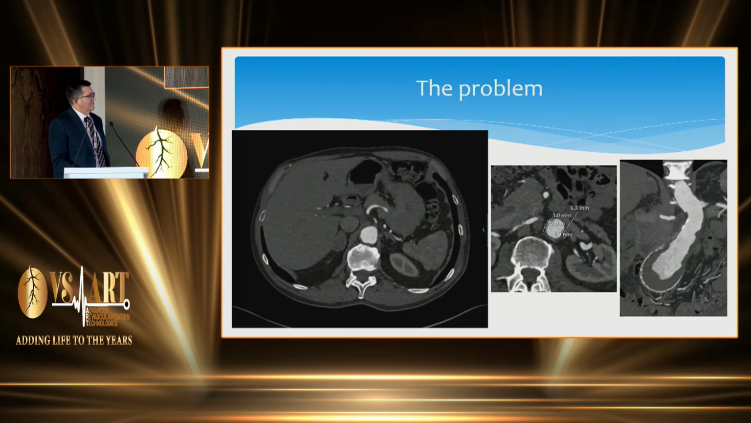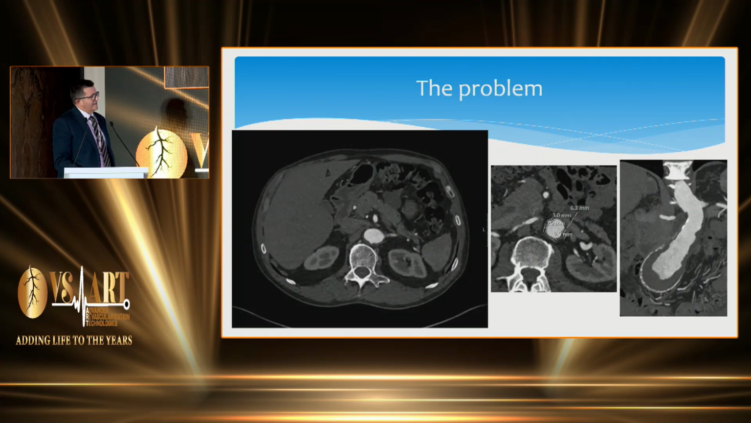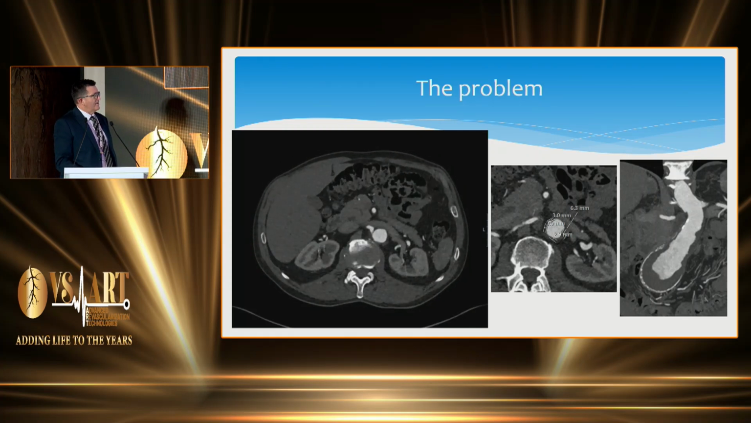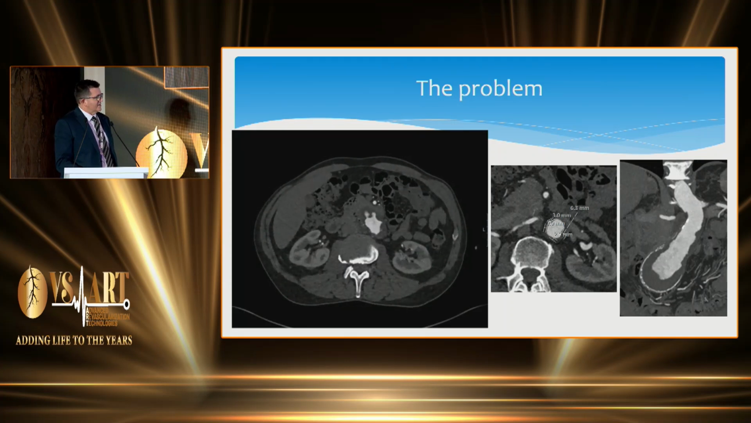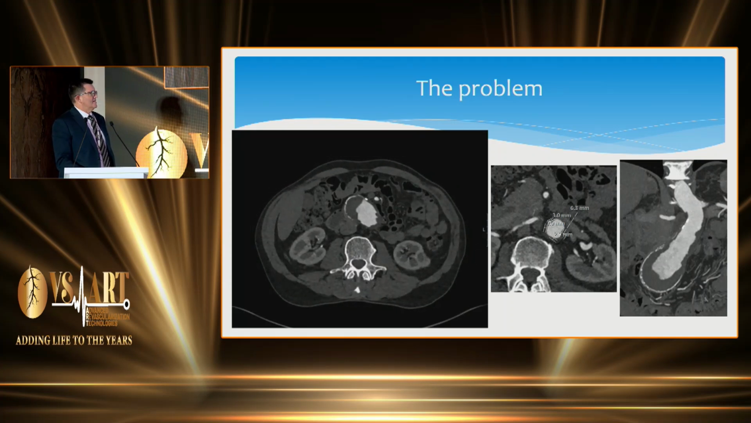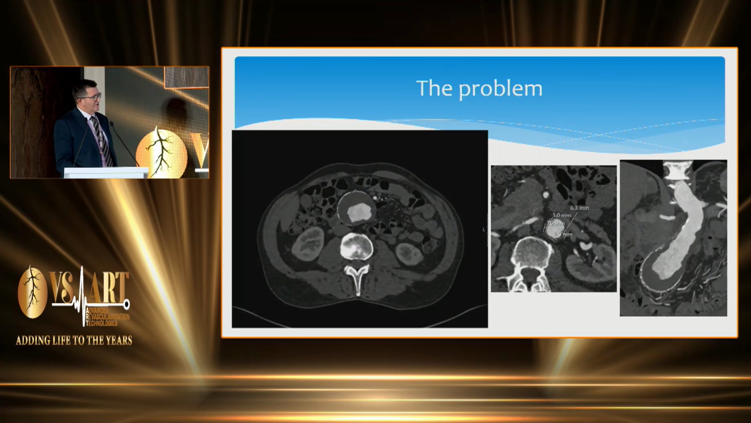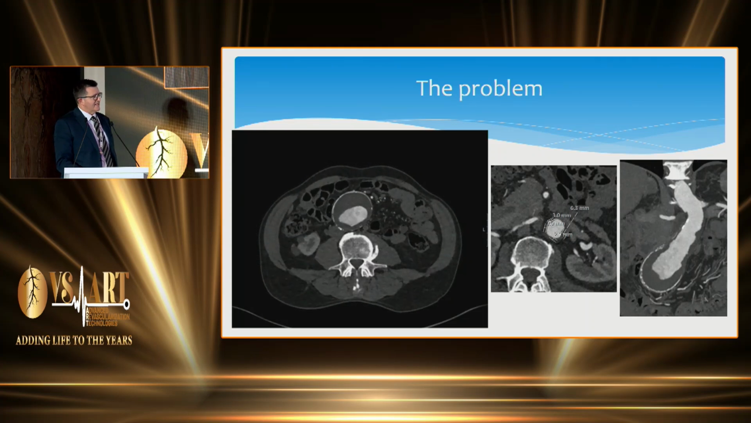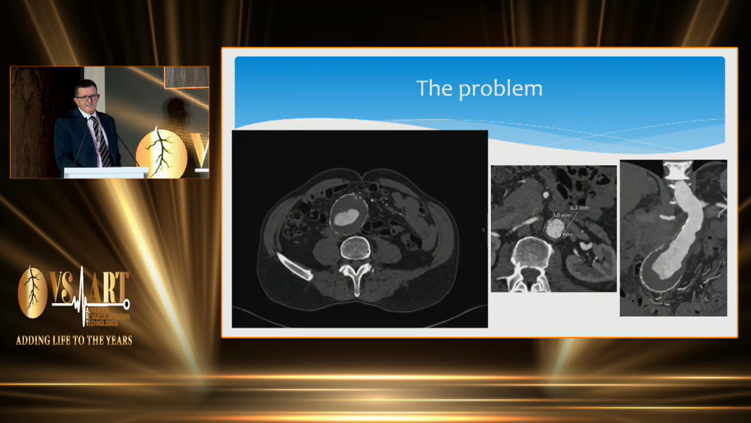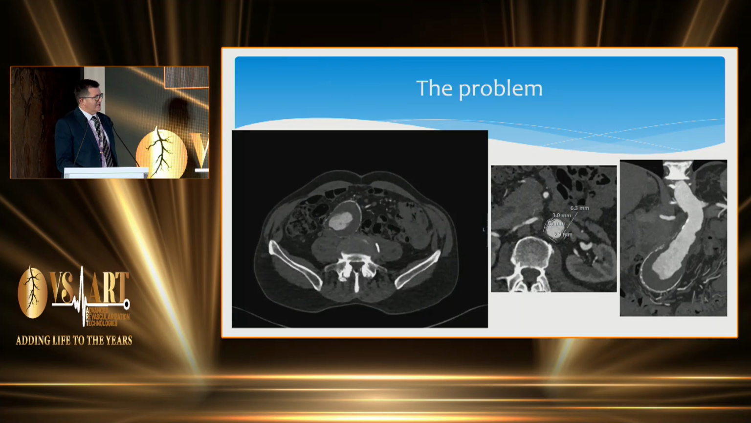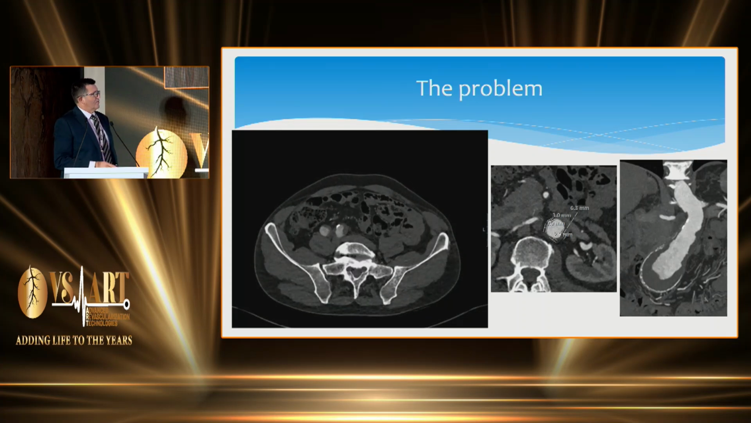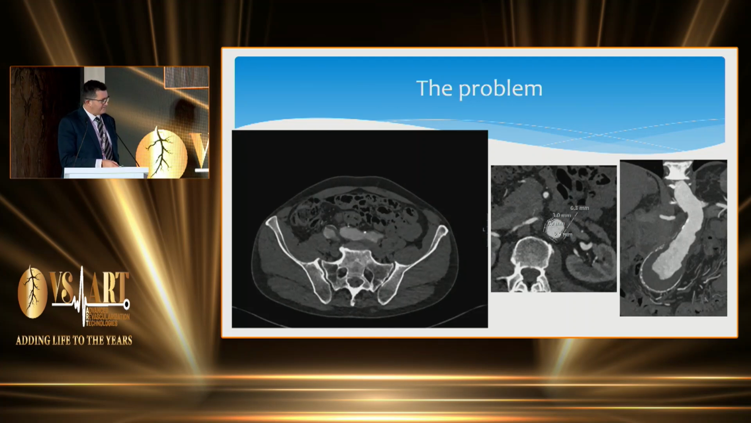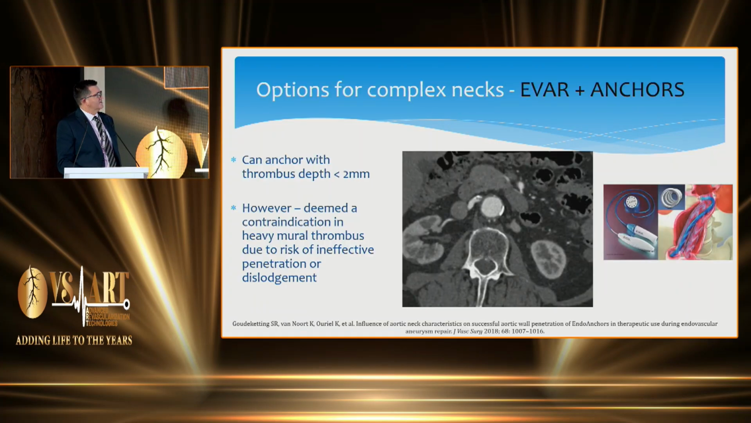Well, this is the problem that we have. You can see quite a conical thrombosed neck. It's not super heavy thrombus, but there are elements of it which are 6.3 millimeters in depth, and it's thrombotic all the way around. So we would call this a diseased neck, and probably this is going to be a juxtarenal problem later on. We just caught it early. It's also got quite a lot of iliac disease in this patient.